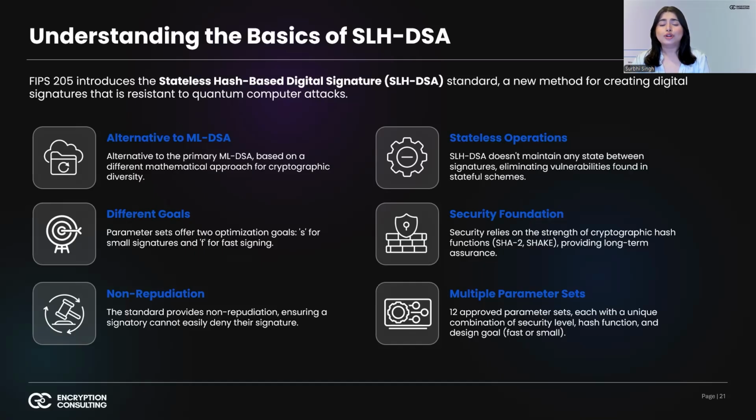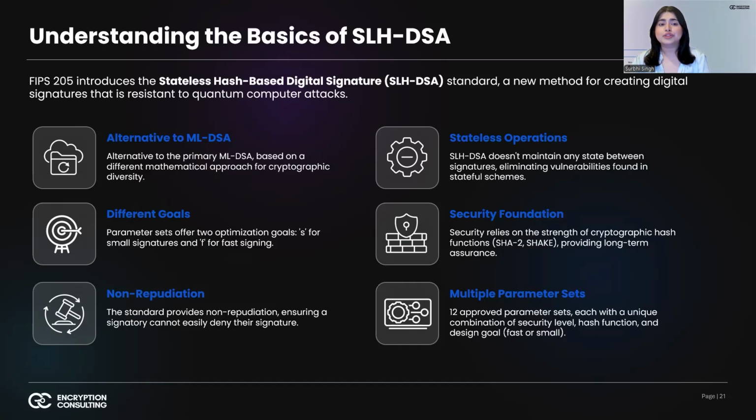Furthermore, as with all robust signatures, FIPS 205 provides the critical guarantee of non-repudiation, ensuring that a signatory cannot easily deny having created a valid signature. The standard provides extensive flexibility with 12 approved parameter sets. These sets allow organizations to fine-tune the algorithm based on their specific needs, including the chosen hash function and security level.